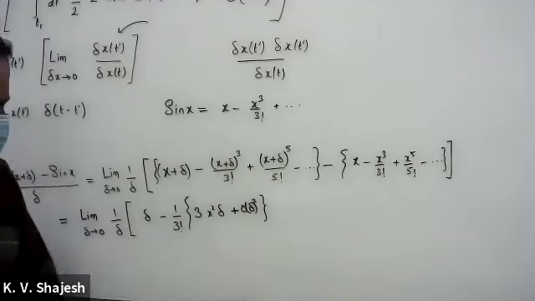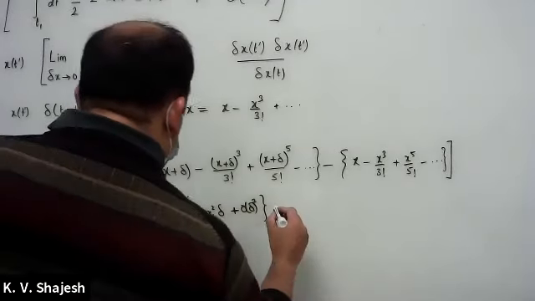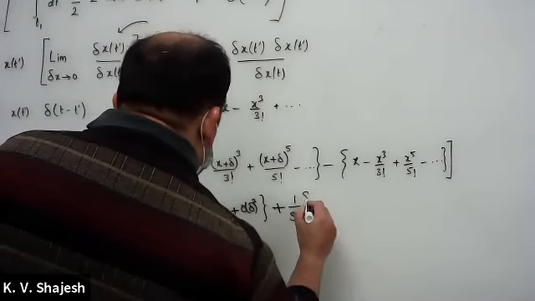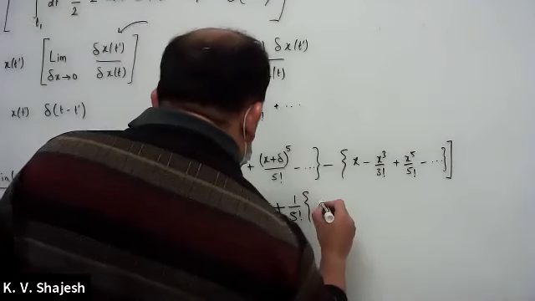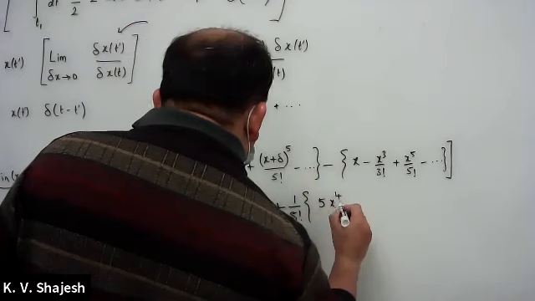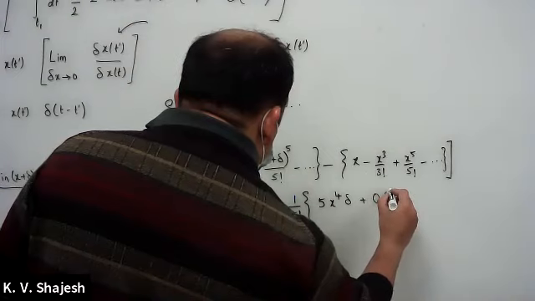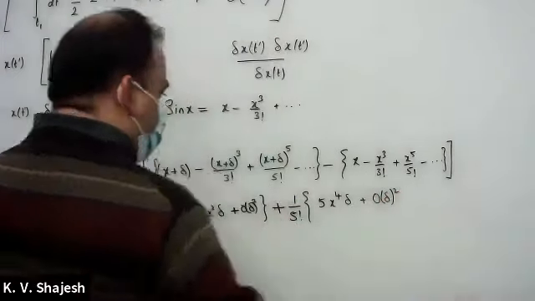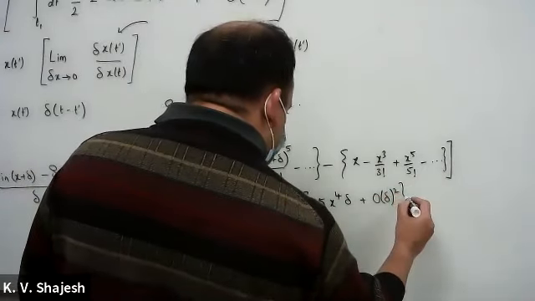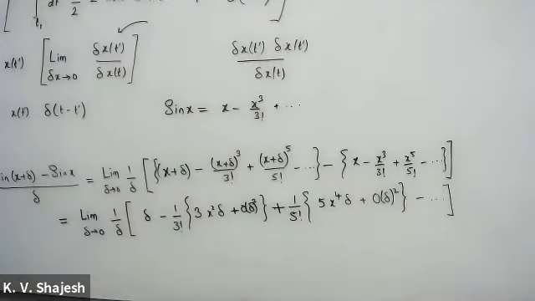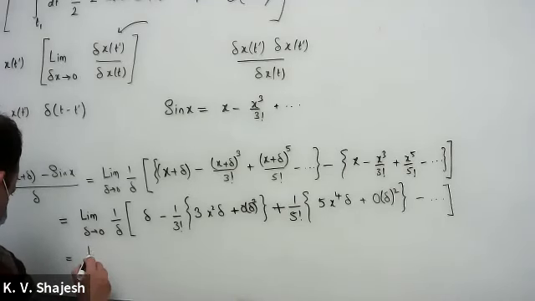Do you agree? Yes. And similarly, the next term will be, this is minus, so this is plus, right? Plus 1 over 5 factorial times, this will be 5 x raised to 4 delta. And again, there are delta square terms, which means that all the other terms are at least delta square. Are you good? Yes.